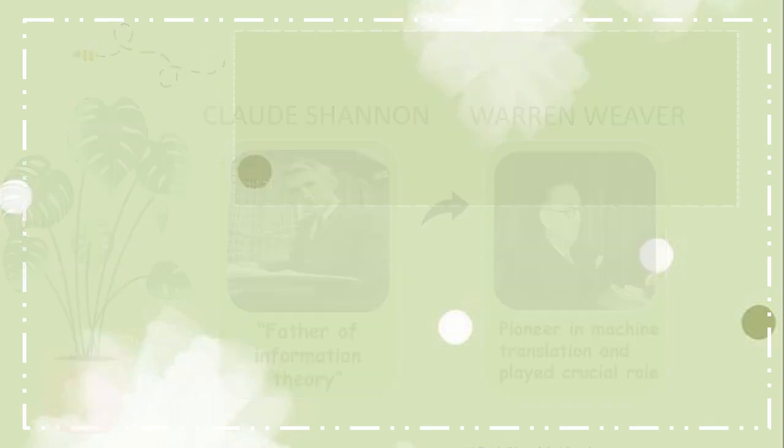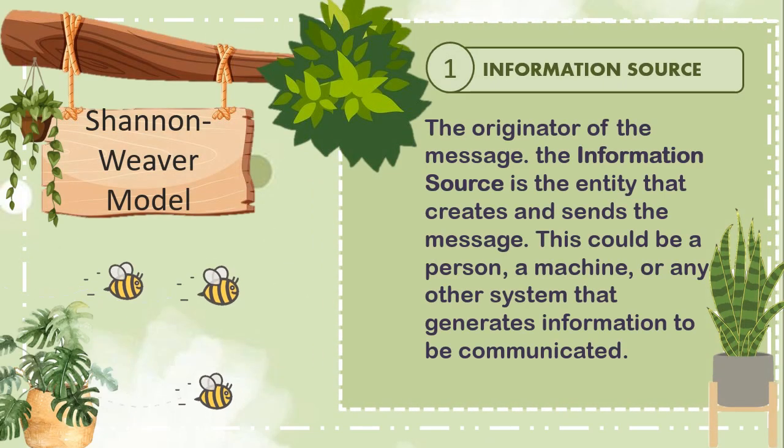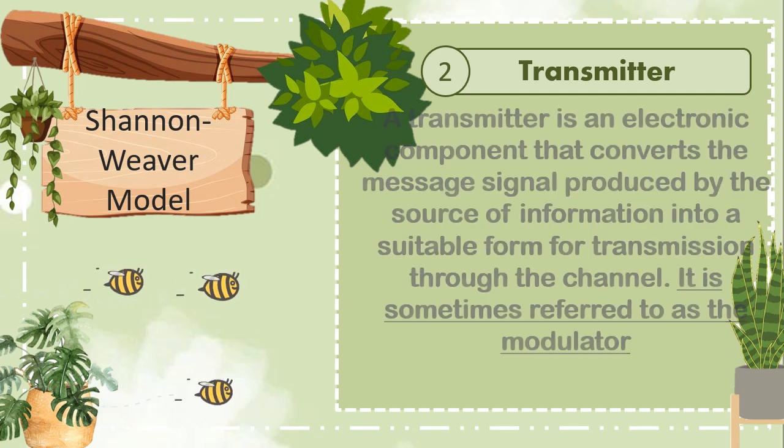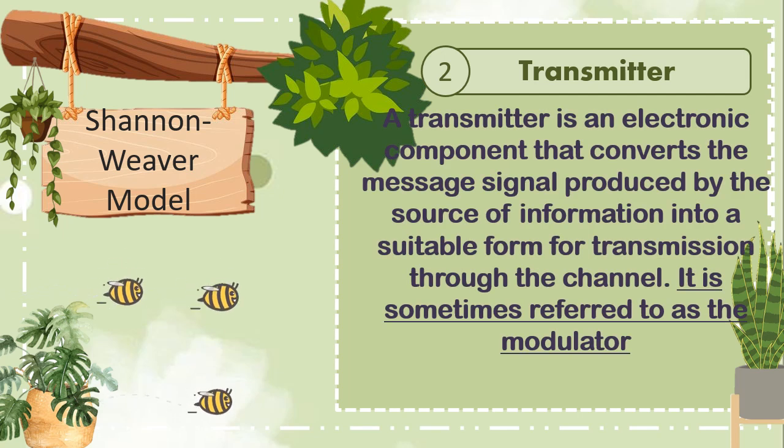Number one, information source, the originator of the message. The information source is the entity that creates and sends the message. This could be a person, a machine, or any other system that generates information to be communicated. Number two, transmitter. The transmitter is an electronic component that converts the message signal produced by the source of information into a suitable form for transmission through the channel. It is sometimes referred to as the modulator.